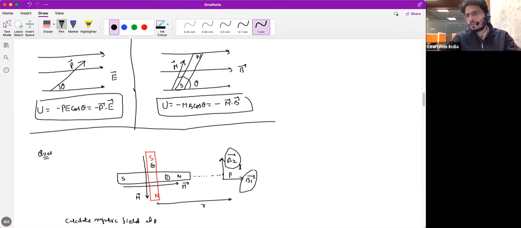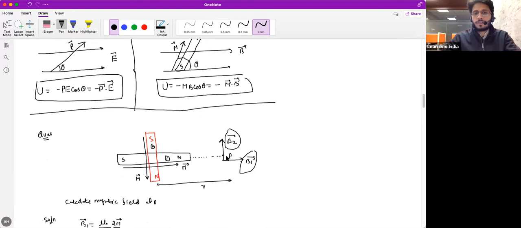No need to write your answer in the chat room, just tell me the answer. So what do we have to find? The net magnetic field at P. You have two magnets placed perpendicular to each other, and you need to calculate the magnetic field at P.